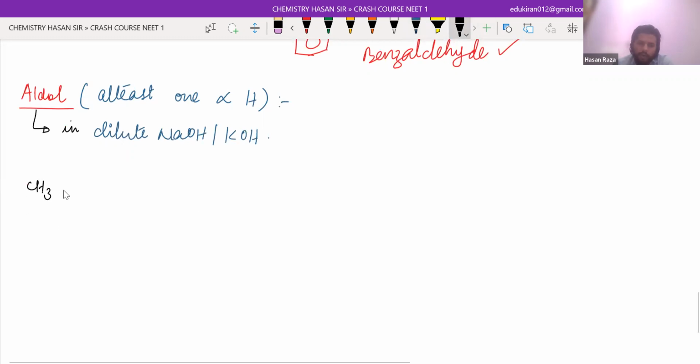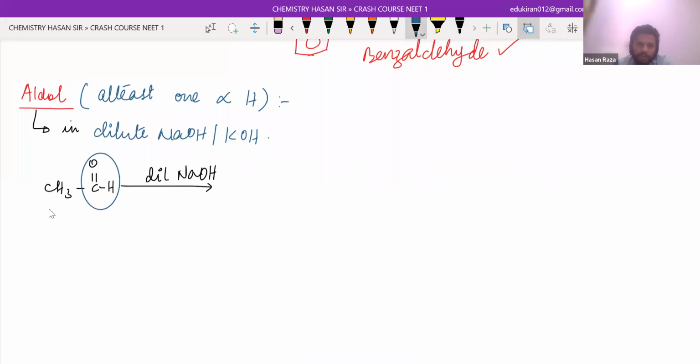It's very easy. If you are going to do the aldol reaction of ethanol, first you are going to check whether it is having an alpha hydrogen or not. So I'm going to write it like this: CH3 C double bond O and H. As you know, this is your main functional group. So this is your alpha carbon and hence it has 3 alpha hydrogen. That means aldol reaction will be taking place.